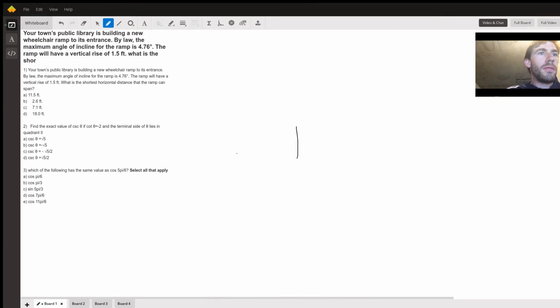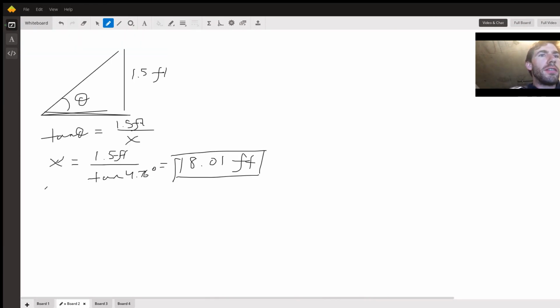Okay, so for the first problem, the maximum angle of incline will automatically produce the shortest horizontal distance. So if we look here, if we were to change the angle and make it go downwards, this distance would only become longer and longer. So we keep it the max distance.